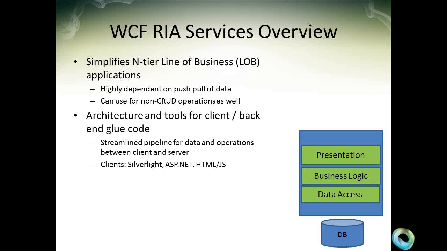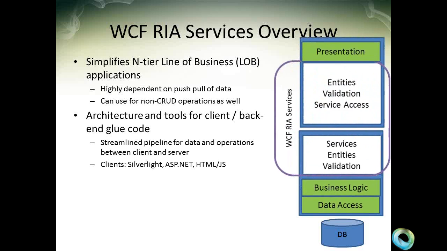So what WCF RIA Services does is it makes you able to sort of pretend you're working in this kind of an architecture, even when you're working in a distributed architecture. It basically brings in some code on the server side that wraps your business logic and exposes it as services for you, along with the entities and any validation you have, and then it mirrors that representation on the client side, giving you service access, giving you client-side validation, and giving you client-side representations of those server-defined entities. And it does all this pretty transparently.